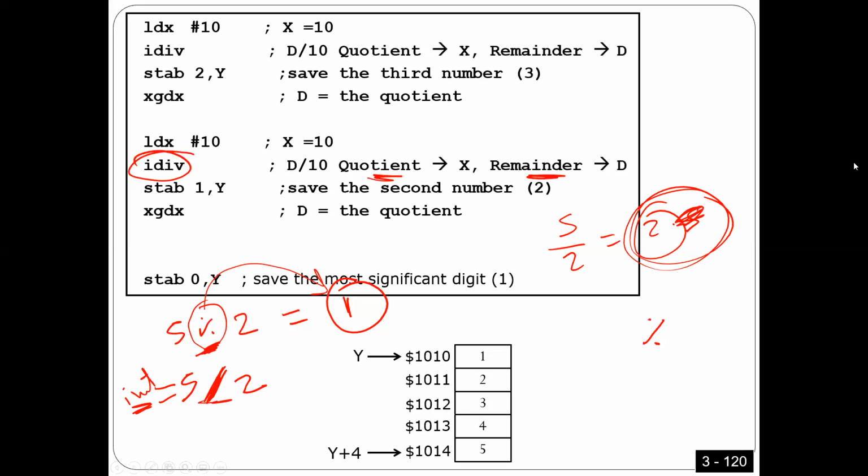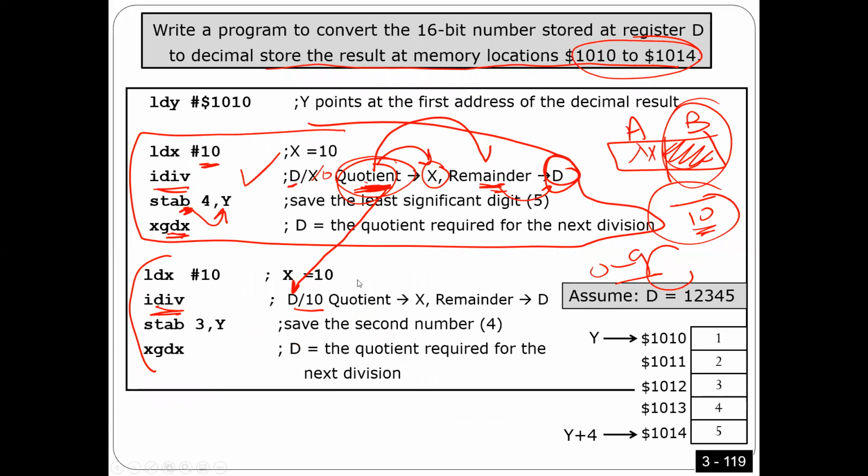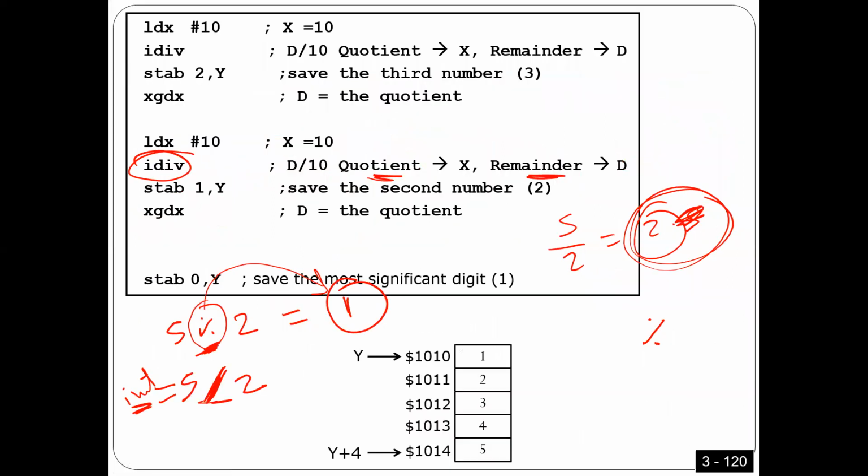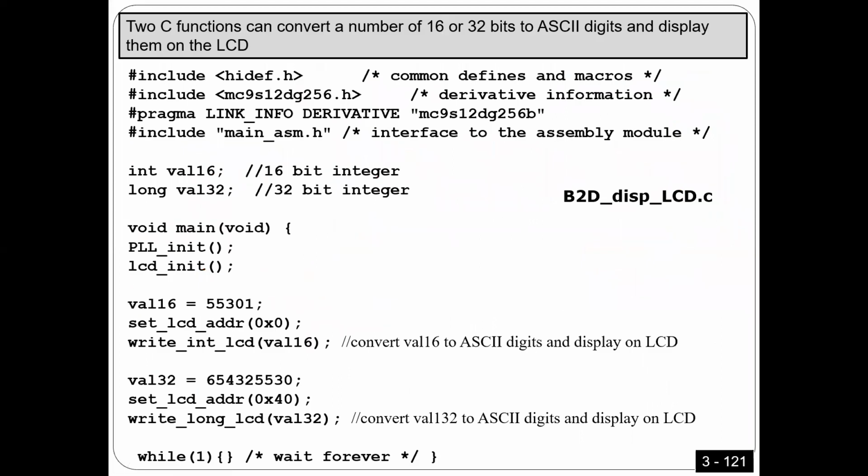Now, this is the main idea. The main idea, guys, is that you can just keep dividing by 10 until you get the digits, the decimal numbers. Once you get the decimal numbers, it's easy to convert them to ASCII, and after that you can send them to the LCD. Okay. Now I'm going to teach an easier way.